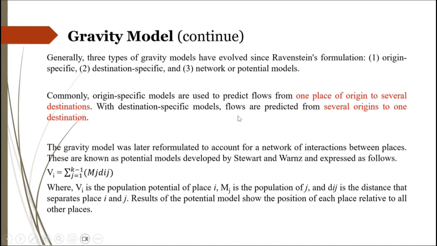Destination specific mean flow that are predicted from several origin to one destination. So from A1, A2, A3, A4, A5, A6 to B1 or to B. So from different origin, right?